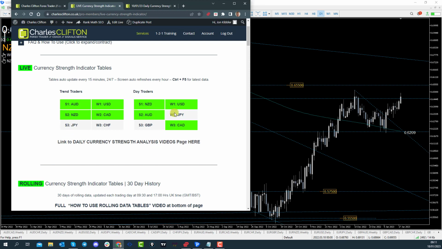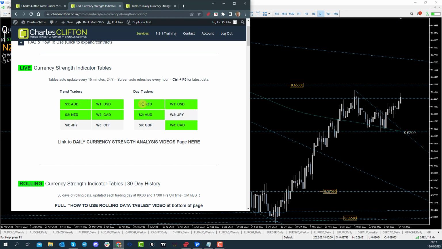You can see the yen is highlighted here twice, but it's not in green. That's because it's on a different side of the tables. And you can see that there's a lot of weakness coming into yen recently. There's been some Bank of Japan news overnight, and basically the Bank of Japan have remained dovish, and the yen has weakened. So that's why we're seeing it here on our day trader side of things.